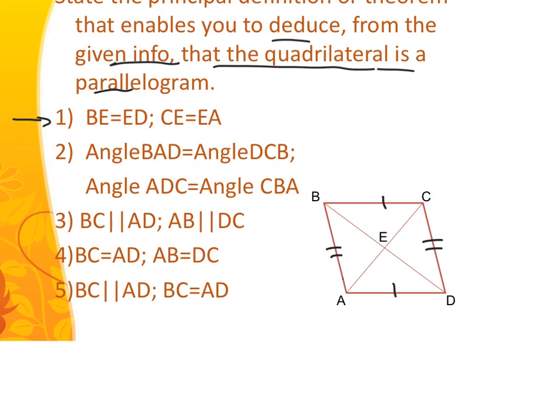Hannah, you want it? Like the opposite sides are congruent. Both pairs of opposite sides. Make sure we're saying both because it can't just be one. Both pairs of opposite sides are congruent, therefore this is a parallelogram.